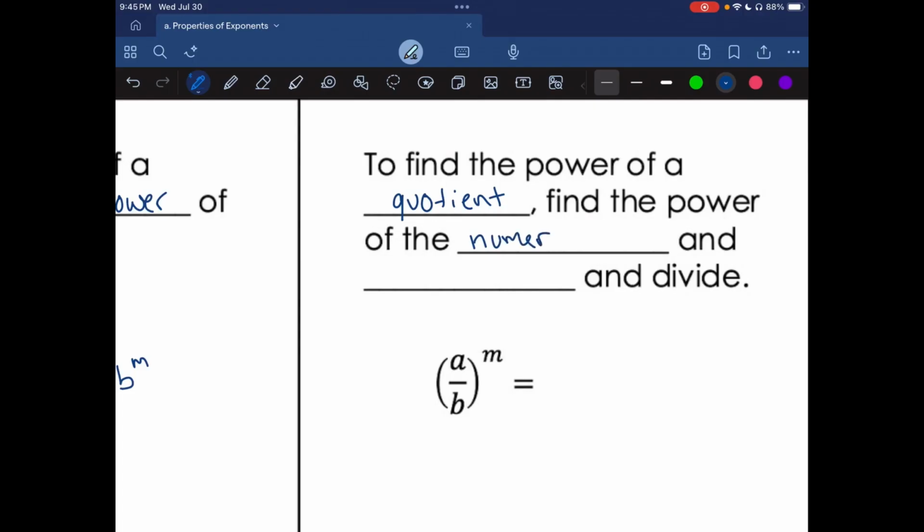And so if I do this problem here, that would look like 3 to the 4th over 5 to the 4th. Those are equivalent statements.